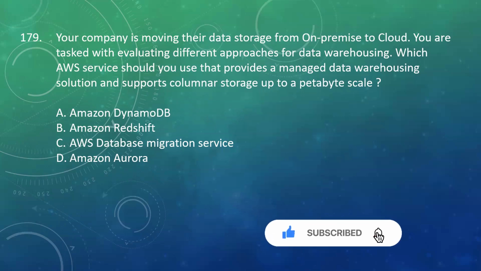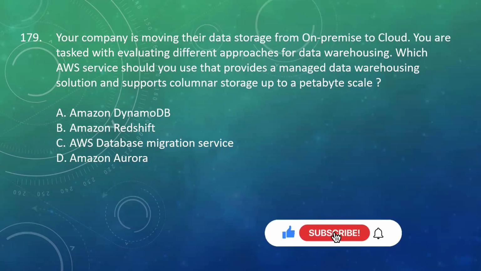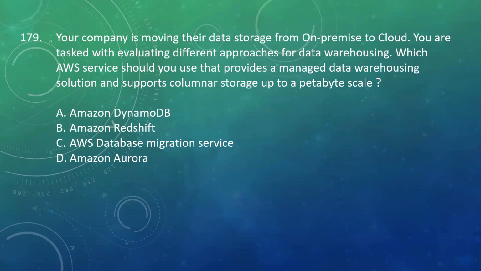Now in the question, you can see there is talk about moving the data storage from on-premise to cloud. However, the gist of the question is about a service which provides the capability of data warehousing and also supports columnar storage. So there are some distractors in the question. That's why it's very important you drill down to the gist of the question and then look for the answers. Now, the AWS service that provides a managed data warehousing solution and supports columnar storage is Amazon Redshift. Let's look at why others are not correct.